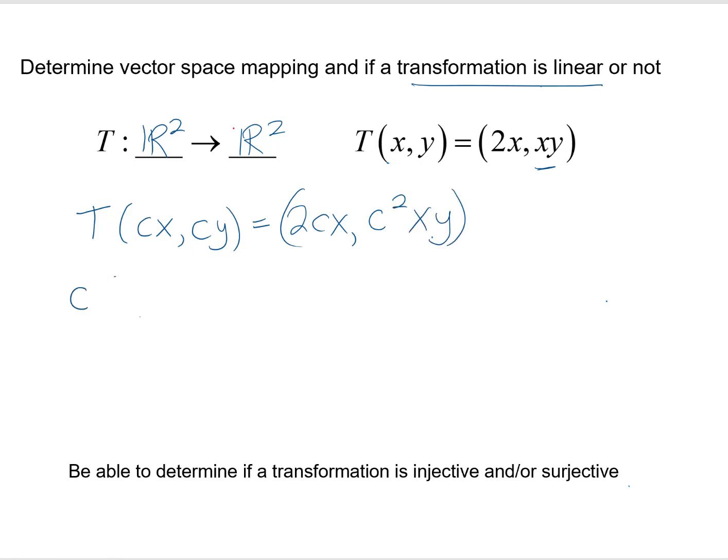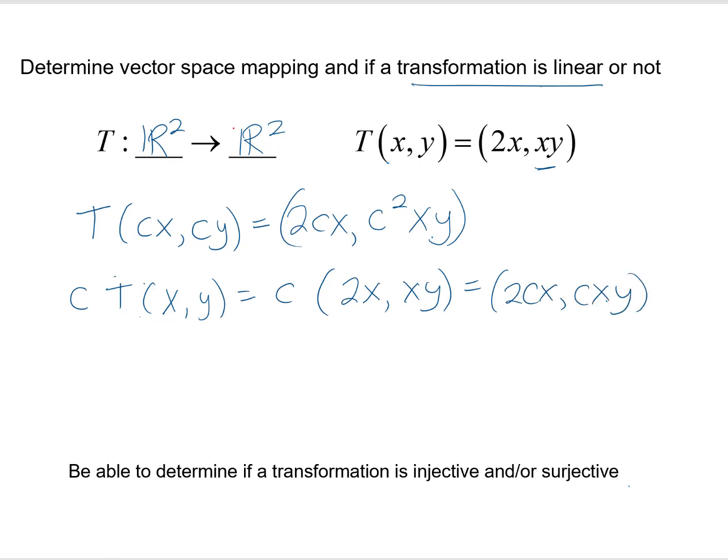Now, if we did the c later, so in other words, we did the transformation on x and y and then multiplied by c. So here's the c. Let's transform x and y. So that's going to be 2x and xy. Now multiply the c through, and that's going to be 2cx and cxy. Now when we compare these two, this one has a c squared and this one only has a c, so they are not equal, so this transformation is not linear.